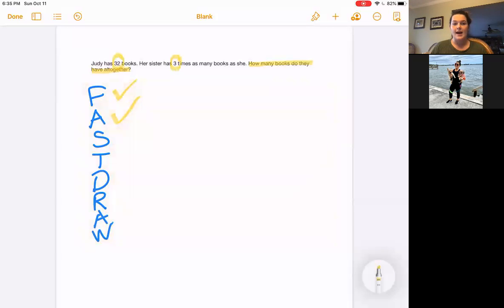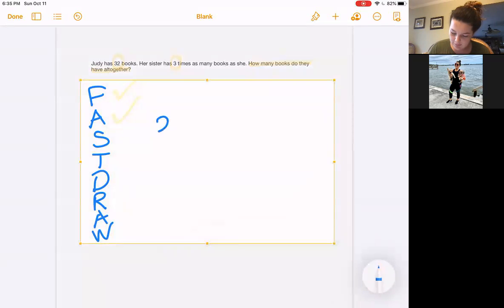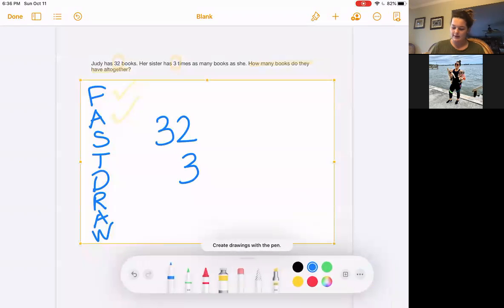S. S stood for set up the problem by writing the numbers. So I just have to bring down my numbers. Okay, not too bad. 32 was my first number, and 3 is my second number. So those are my 2 numbers. Okay, let's keep going. So I finished S.